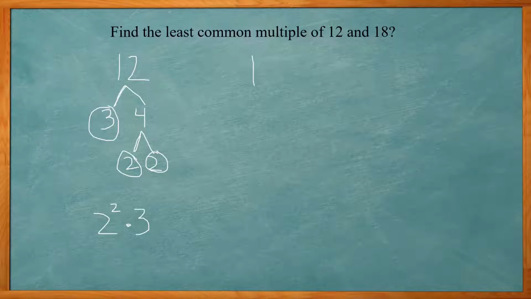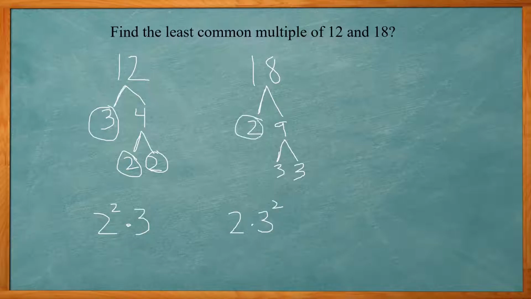If I look at 18, it can become 2 times 9. 9 breaks down to 3 times 3. So that's going to be 2 times 3 squared. The one 2 here and two 3s.